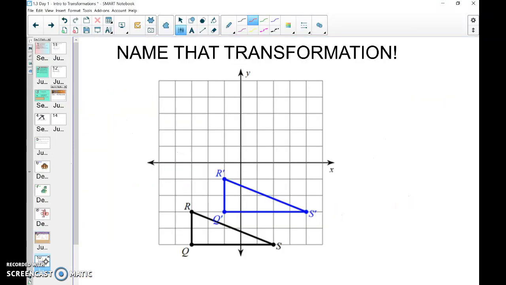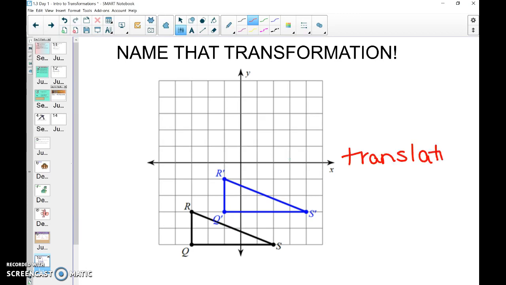Okay, same thing here, only this time we're doing it on a graph. Now remember, these little apostrophe marks are not the number 1. They're pronounced as prime. So this is R prime. This is Q, this is Q prime. This is S prime. So if it's moving, looks like it's going 2 to the right and 2 up. Well, what is that? Is it translating? Is it reflecting? Is it rotating? And if you look at it, it looks like it's just sliding across the graph. So that means it should be a translation.